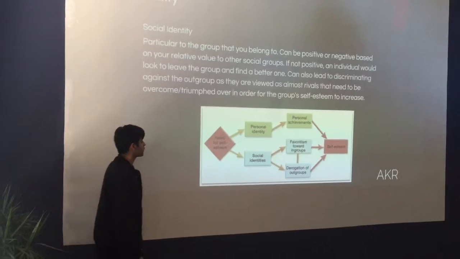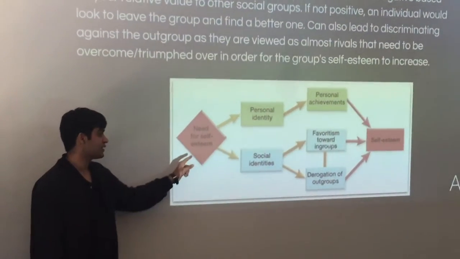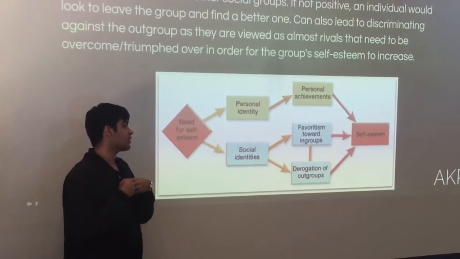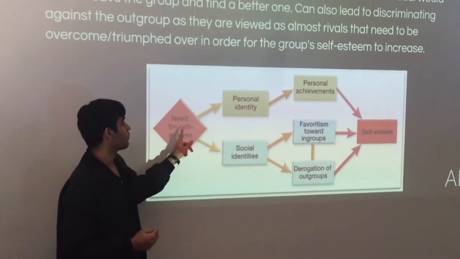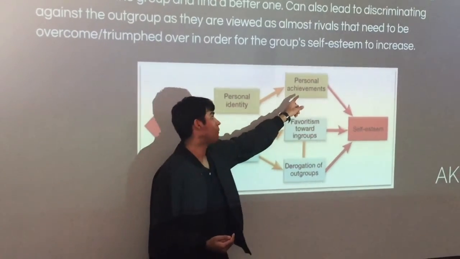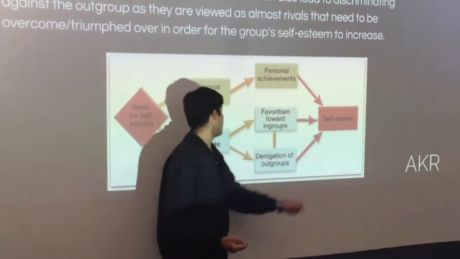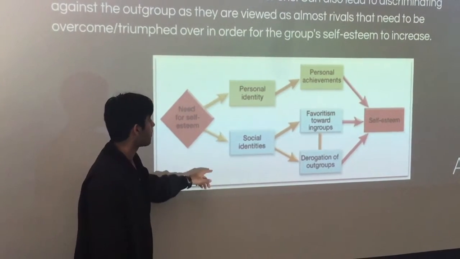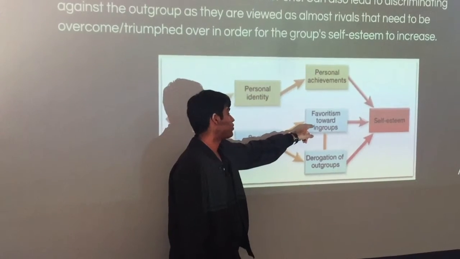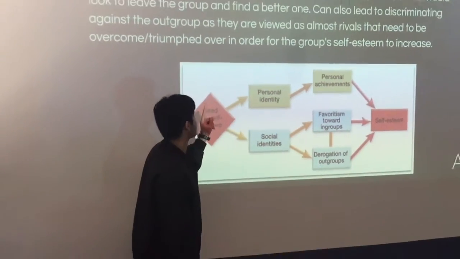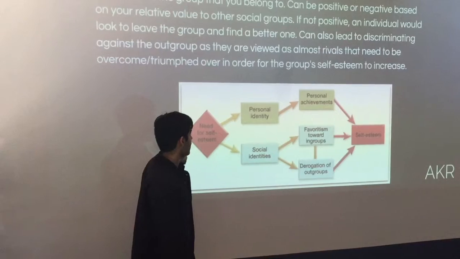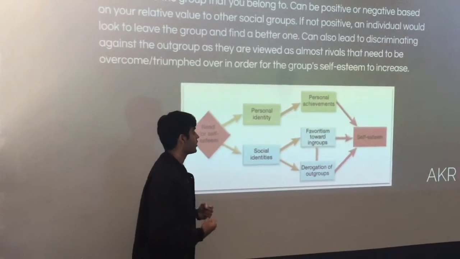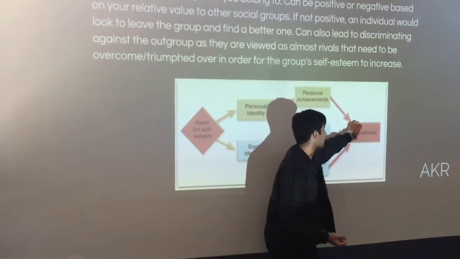If you look at this diagram, for example, you can see we have a need for self-esteem, all individuals do. And if we're looking at it at a purely individualistic level, we will go through the top, through personal identity and personal achievements, which will lead to self-esteem. However, when we're considering it under the social identity banner, during the comparison stage we have a favoritism towards the in-group, and during the identity stage we sometimes degrade other groups just to make ourselves seem greater and more powerful in our own eyes. These two both lead to self-esteem, or lack of.